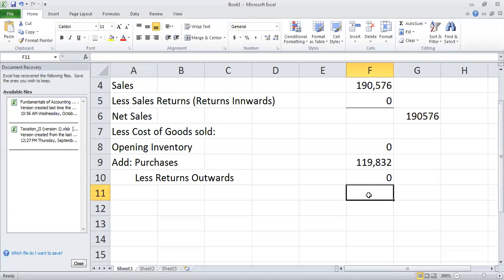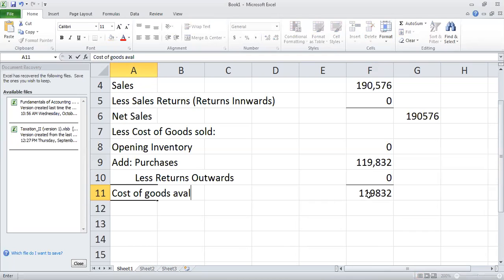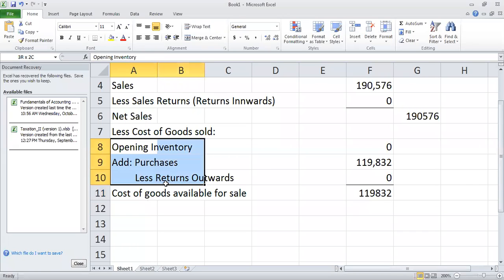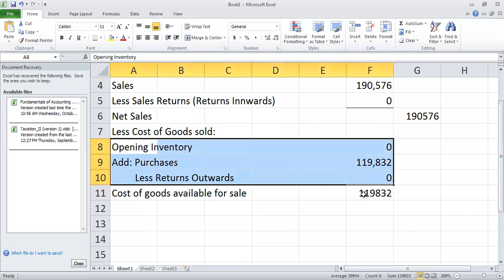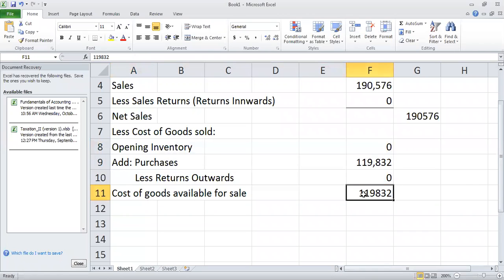Then that figure now would give you 119,832. That figure now we would call cost of goods available for sale. All right. See, when you calculate all of this section right here, it will give you what? Cost of goods available for sale. All right.